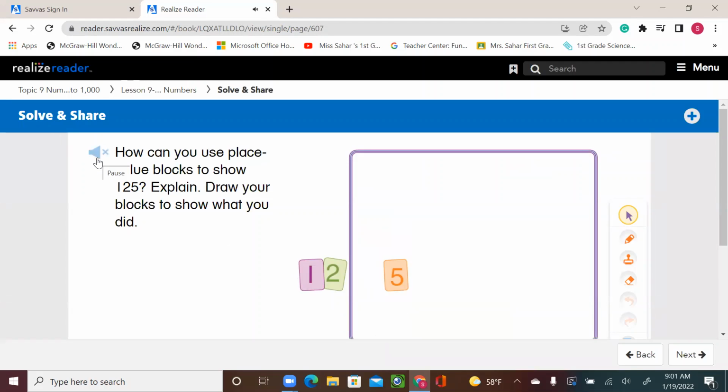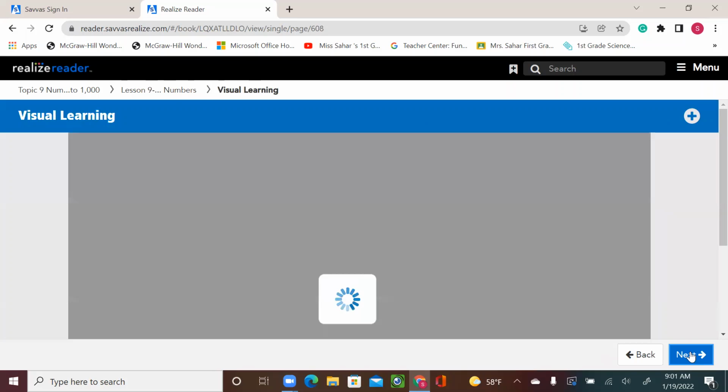How can you use place value blocks to show 125? Explain. Draw your blocks to show what you did. Remember, in a previous lesson we had the hundreds and there were 0 tens and 0 ones. Today we're going to have something different. Let's watch our video.